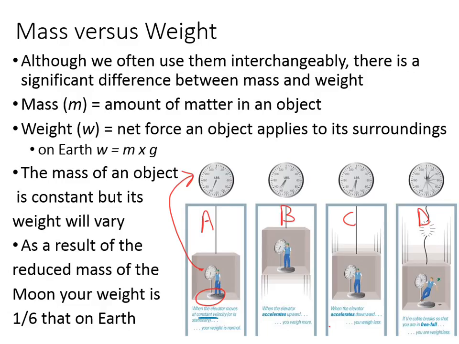So in scenario B, it's accelerating upward. And you can almost feel that if it's accelerating upward, I bet I'm making more of a force on my scale. And actually that is the case. You can see it jiggles a little bit, but his weight increases. His mass stays the same, but he's got acceleration also going on.